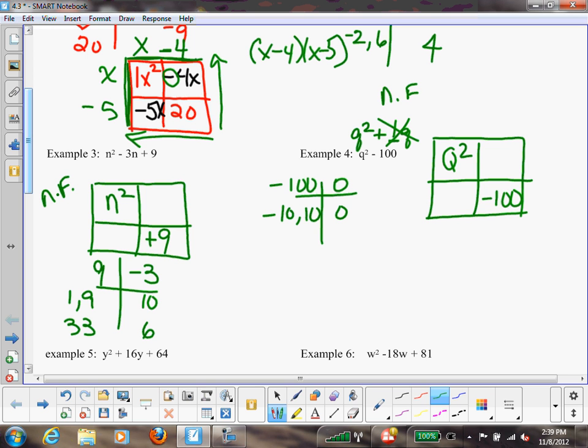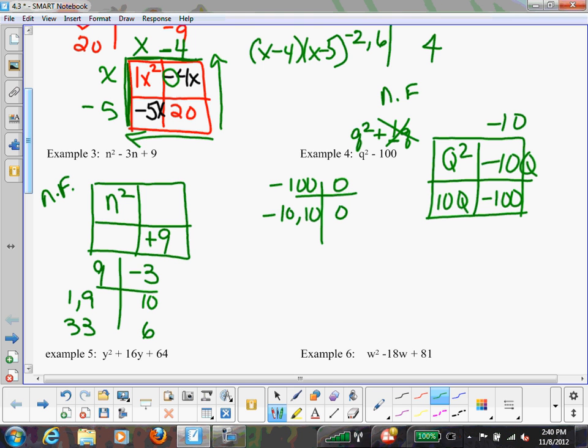Right. So negative 10Q and positive 10Q. Pulling out on the right side, what do I pull out? A negative 10, right? And why is it negative? For me, the way I set up my diagonal, this one is negative. You might have flipped them, and you might pull out something else.